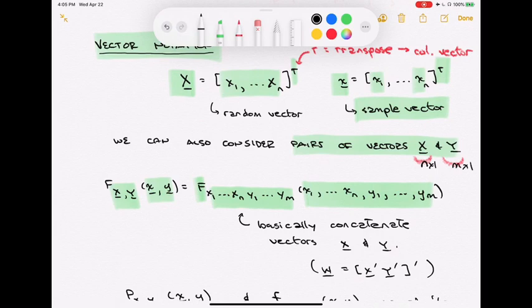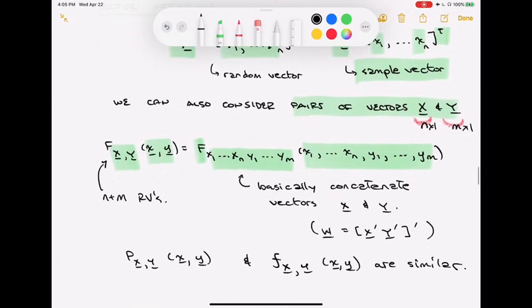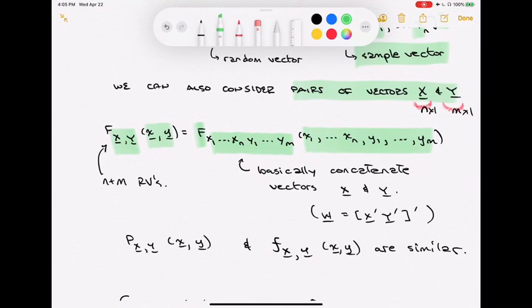And so when I take them together, I'm going to get an n plus m dimensional system. So this f here has n plus m random variables involved in it. It's basically a concatenation of the vectors x and y. Concatenation just means you hook them together. We could call that w and make a single vector if you wanted to. It makes sense in many applications to leave them separated. We can do the same sort of stuff for a probability mass function and a probability density function between pairs of random vectors. That's all similar as well.